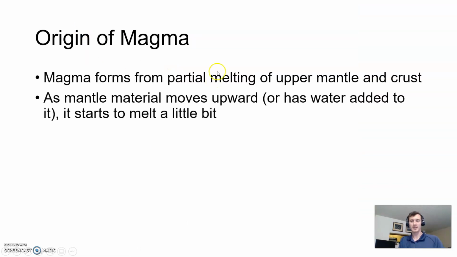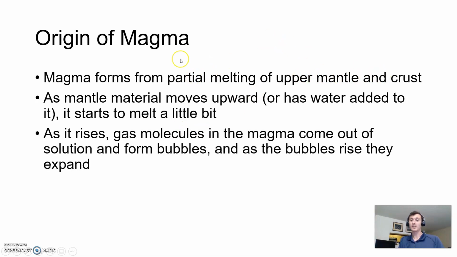So where does magma come from? This is something which comes from the partial melting of uppermost mantle and crust material. As mantle material moves upward or has water added to it, it begins to melt. And once it melts, the density of the material gets lower. And since the density is lower, it is not pulled down by gravity the same way that the really dense stuff around it is. And so it begins to rise up.